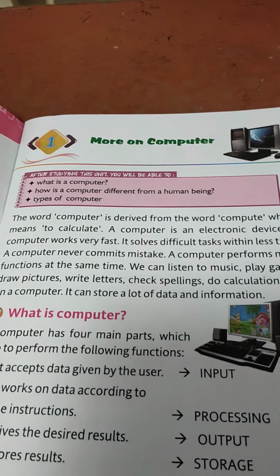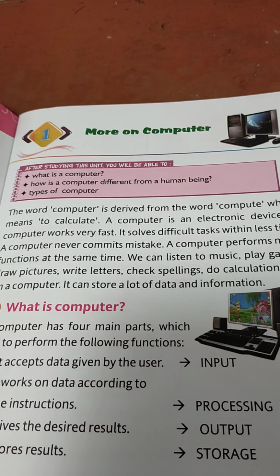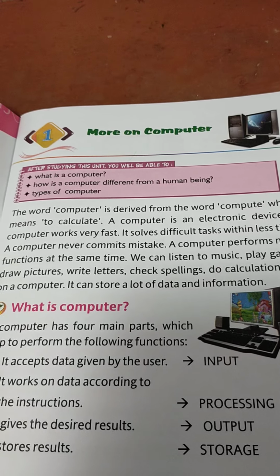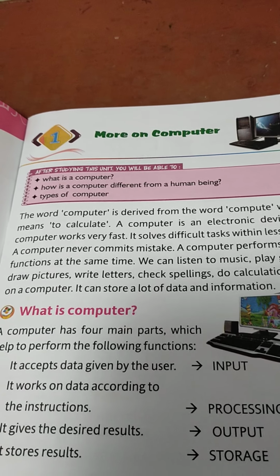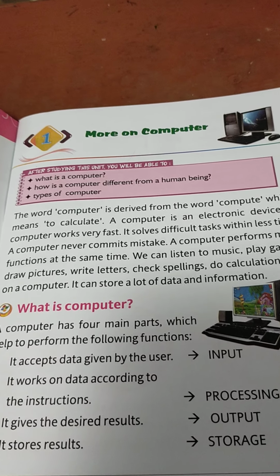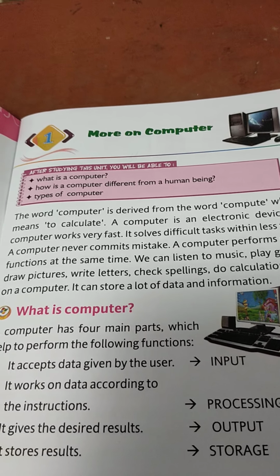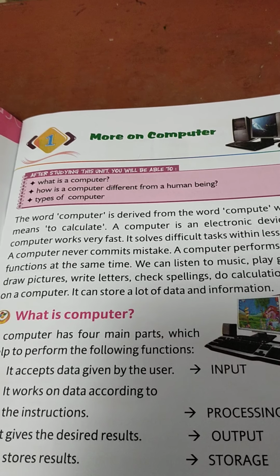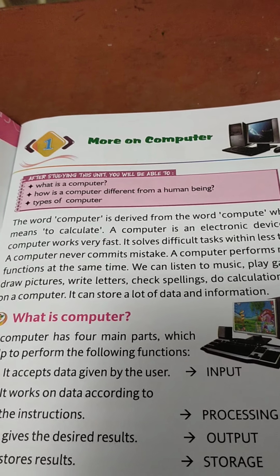The first lesson is "More on Computer". Okay, what is more on computer? We can learn more about the computer. First of all, what is a computer? The computer is an electronic device. You know that the computer works with the help of electronics, with the help of current. So it is an electronic device, and it works very fast, faster than a human.